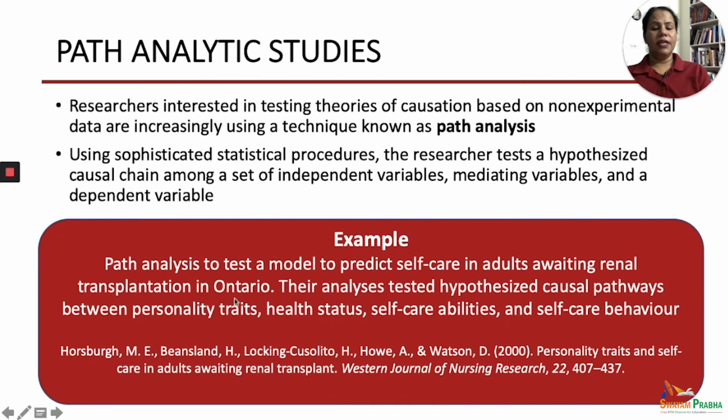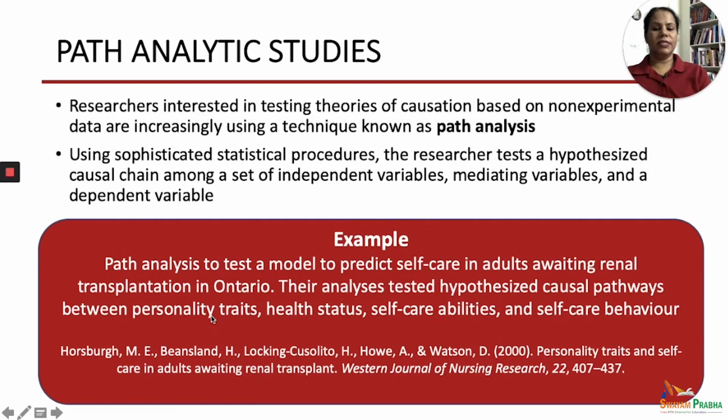So they tested a model to predict the self-care in adults, the patients who were awaiting renal transplantation. Their analysis tested the hypothesized causal pathway between personality traits of the renal patients, their health status, their self-care abilities, and how the self-care behavior is affected. So here they just try to present a model of the relationship between these different concepts.